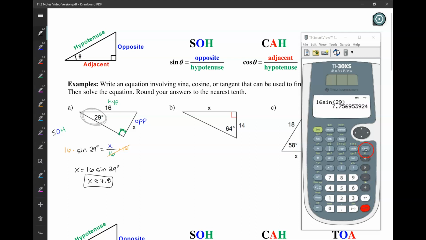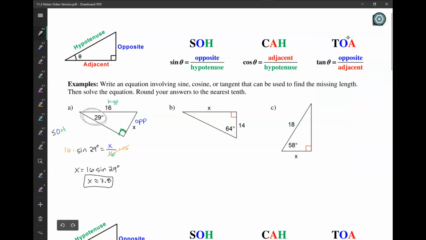So let's try another problem. On this problem, I've got the right angle right here. The side across from that is the one that's not labeled. So the hypotenuse is not one of the sides I'm dealing with here. The ones involved in the problem must be opposite and adjacent. This is the angle I'm looking at, the 64 degrees. The one across from it, furthest away from that, is opposite. That's the x. And the one right next to it, that's not the hypotenuse, is adjacent.